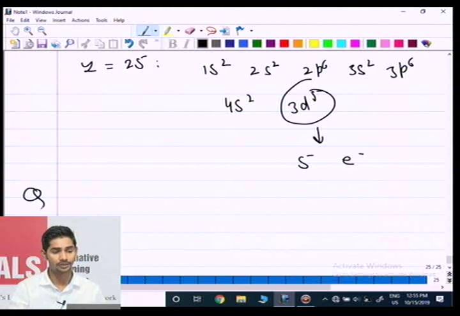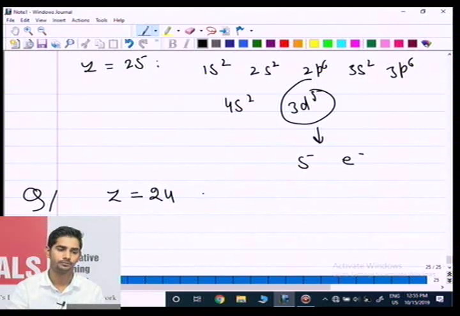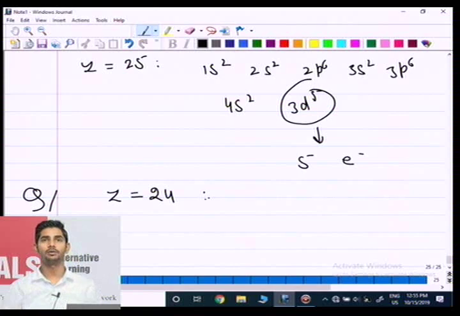Now the next question. Again you have to calculate the number of unpaired electrons. Atomic number 24. Please calculate the number of unpaired electrons and write your name as well. The student who has got the answer first will write the answer along with the name. Please start. Every center, Shillong, Tamelong, Itanagar. I'm waiting for the answer. Please do it.